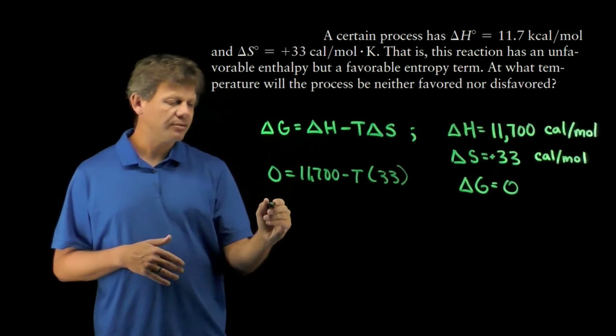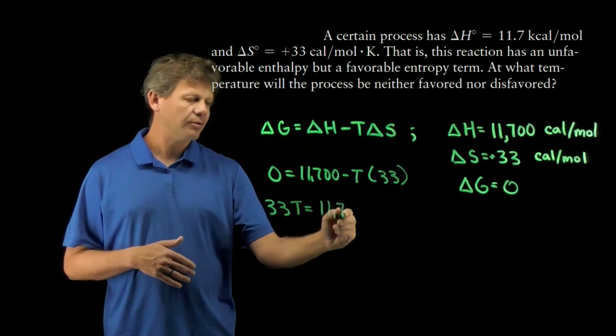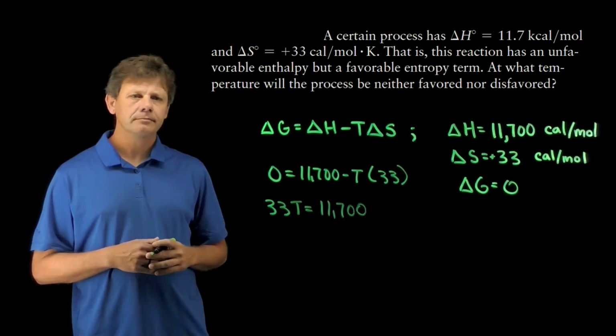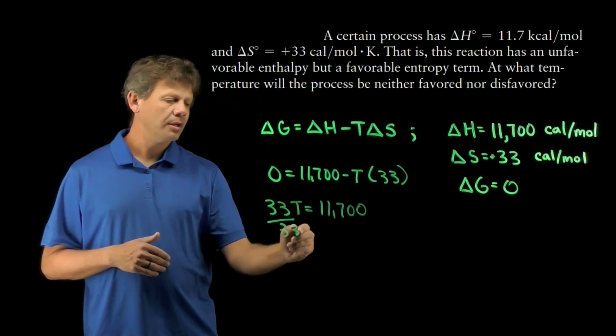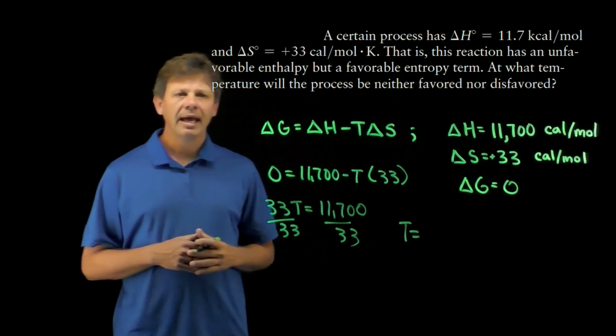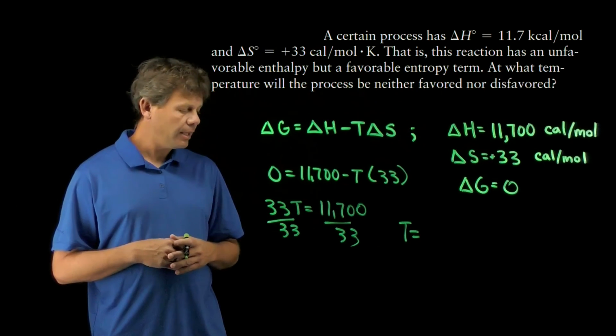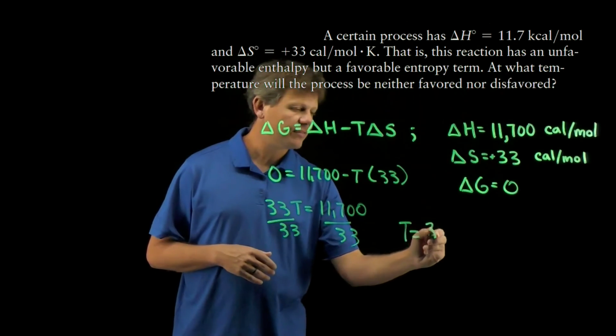Well, we can rearrange this equation so that 33 times T is equal to 11,700. We can divide both sides by 33, and that's going to give us that the temperature at which the process is neither favored nor disfavored is 355 Kelvin.